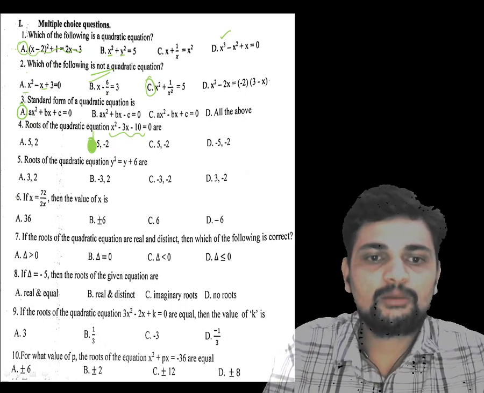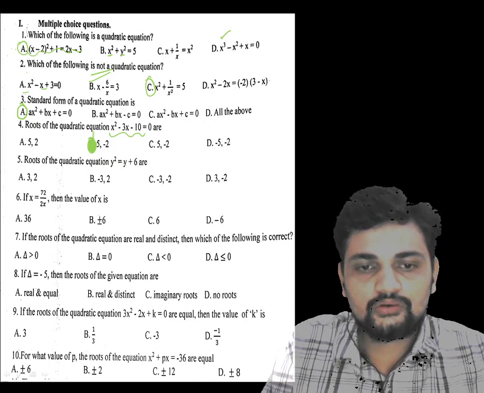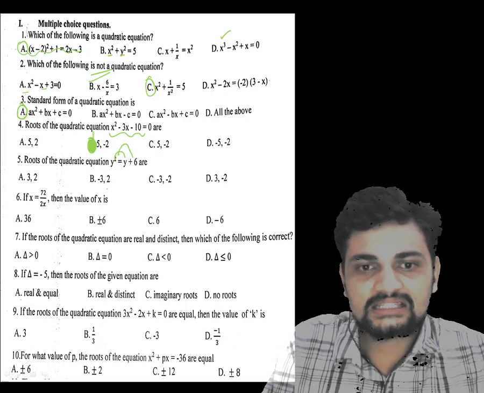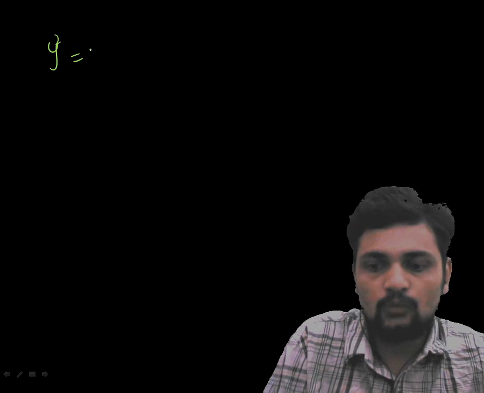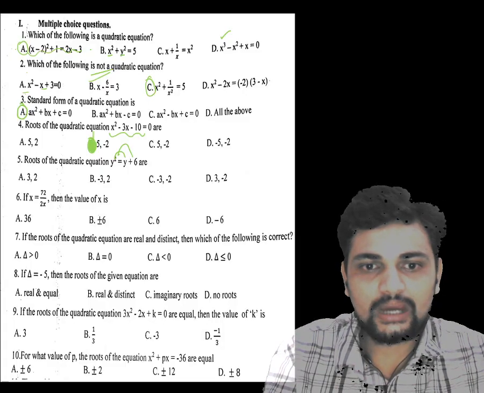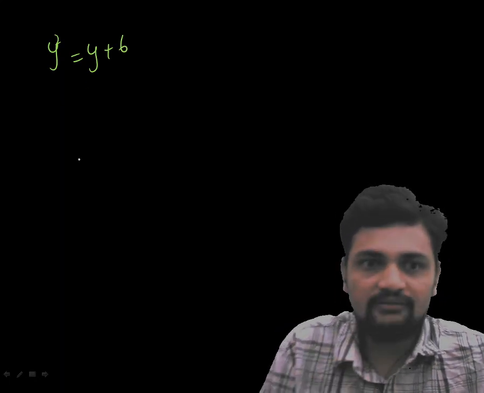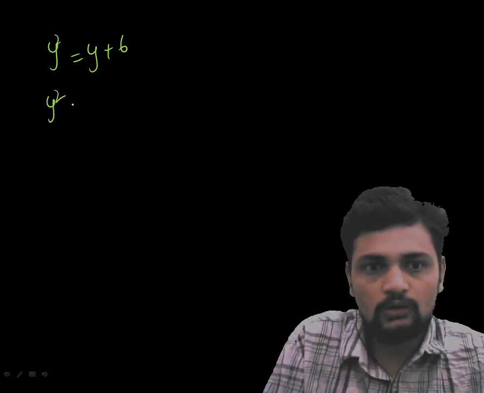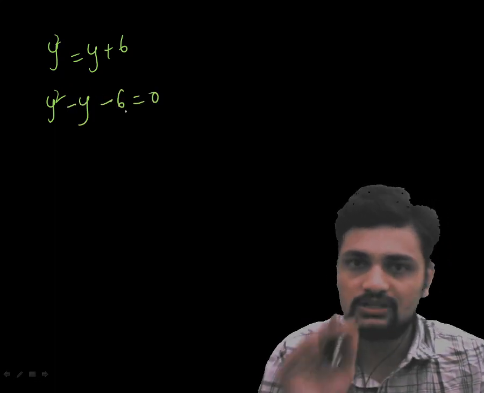Now moving to question number 5, roots of the quadratic equation. In the question it is given as y square equals y plus 6. To get into the standard form of a quadratic equation, take this y to LHS, it will become minus y, and 6 to LHS, it will become minus 6 equals 0.